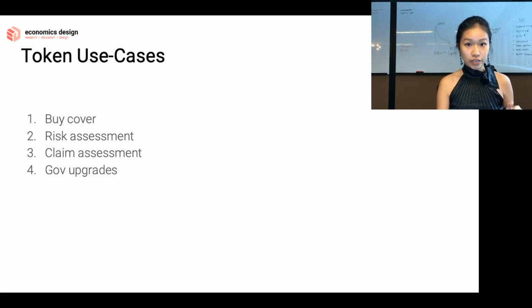And lastly is governance. So if there's any governance required task, like if you want to vote on improvement proposals, then you stake your NXM token as well. That's where the NXM token is used, and it can be used for voting. So these are the 4 general use cases of the NXM token.